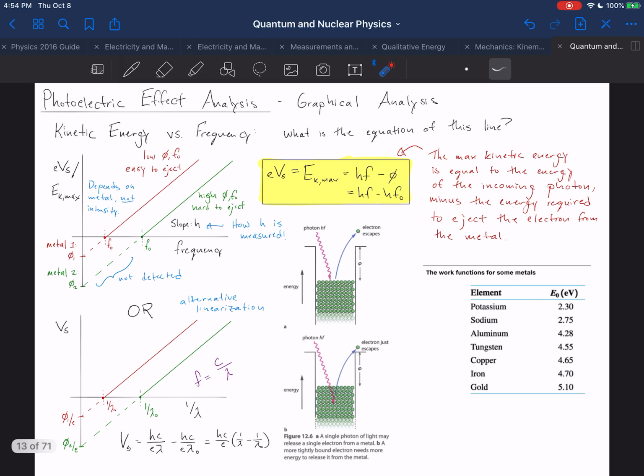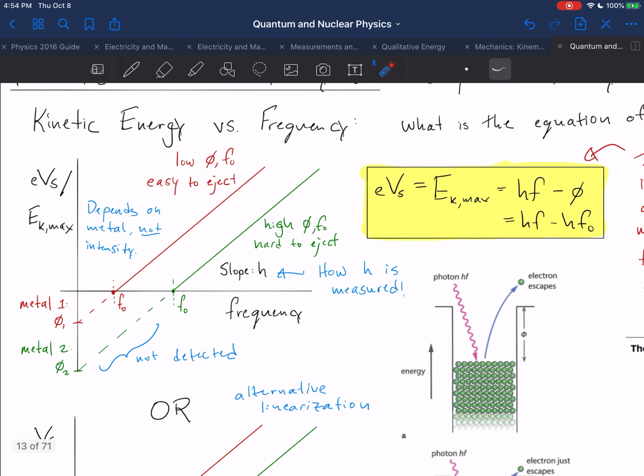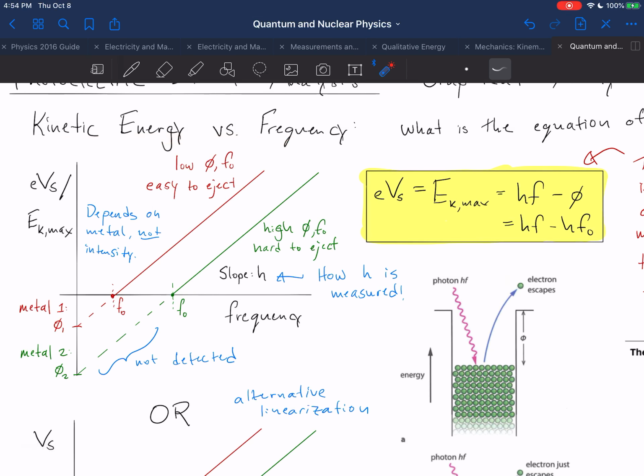Those results can be measured, and there's a very important graph to really know your way around that came out of these results. And that is the graph of the maximum kinetic energy of the electron versus the frequency of the incoming light. If we zoom in on one of the lines to begin with, what happens is that as you increase the frequency, the maximum kinetic energy increases. It's a linear increase, and the equation of this line is governed by the fundamental physics underlying the energy of a particular electron.